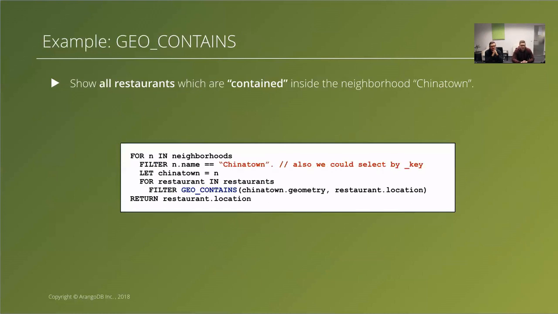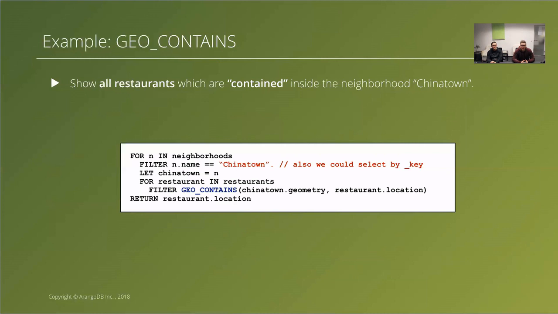So now a basic geo-contains example. We want to show all restaurants which are contained inside the neighborhood Chinatown. So we have now a new collection called neighborhoods, and in the neighborhoods collection we have lots of neighborhoods. So first we want to find the one which is called Chinatown. So we say filter n.name equals Chinatown and put it into the variable Chinatown.